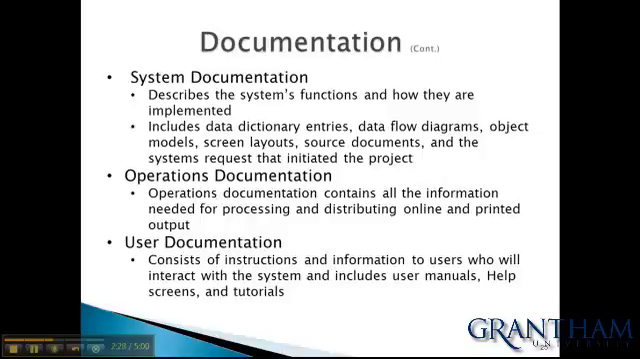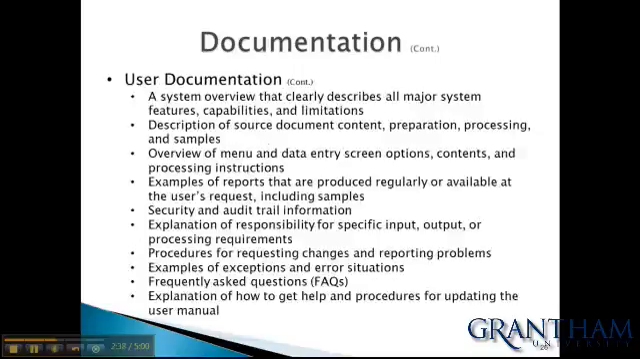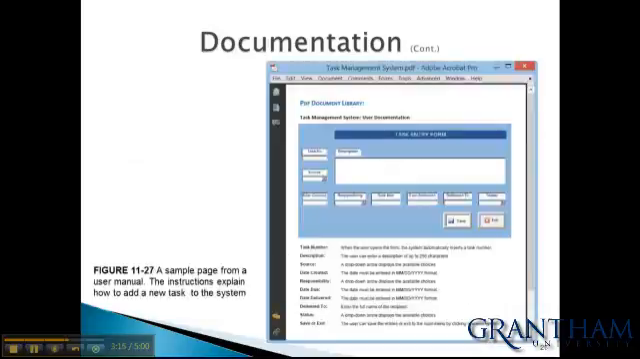User documentation consists of instructions and information for users who will interact with the system and includes user manuals, help screens, and tutorials. A user manual includes a system overview that clearly describes all major system features, capabilities, and limitations, a description of the source document content, an overview of the menu and data entry screen options, examples of reports that are produced regularly or available upon users' requests, security and audit trail information, an explanation of responsibility for specific input, output, or processing requirements, procedures for requesting changes and reporting problems, examples of exceptions and error situations, frequently asked questions, an explanation of how to get help, and procedures for updating the user manual.